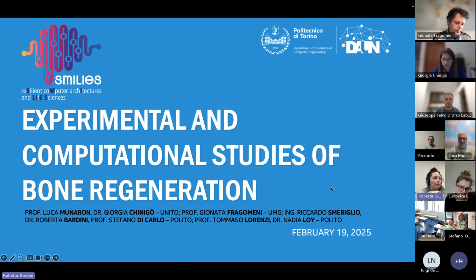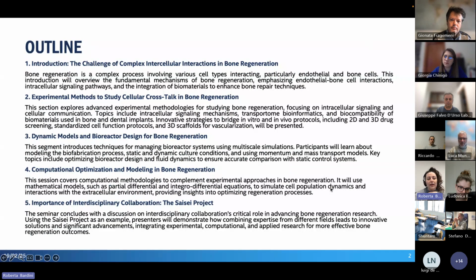So the seminar will have this outline. We will start introducing the biological complexity of bone regeneration. And this part will be provided by Dr. Giorgia Chinigò, who will also present the second part about experimental methods to study cellular crosstalk in bone regeneration. So in the initial part, you will be presented with the challenges that biological complexity poses in this use case, and the experimental methods from the biological laboratory that are in place, the frontier methods to tackle this complex problem.